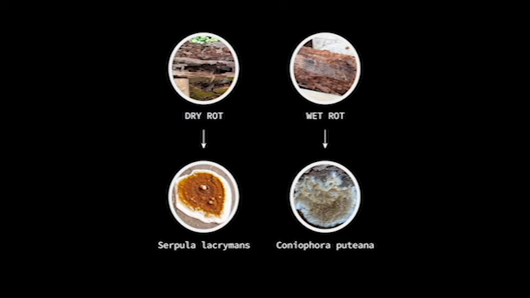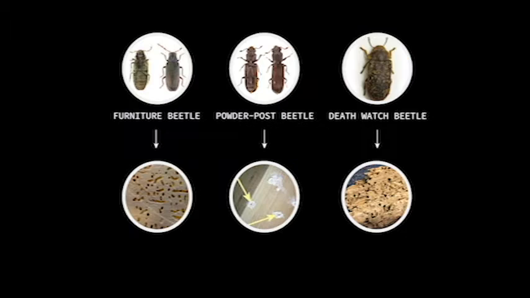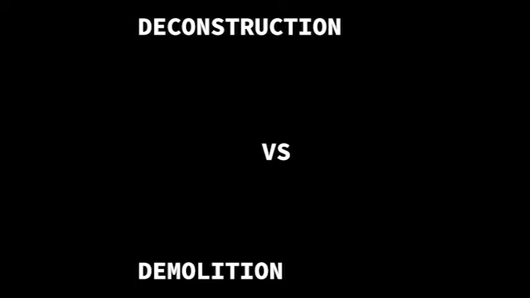Rot and insects. Dry rot destroys softwood timber, and it can be spread to other materials, including brickwork. Wet rot is responsible for about 90% of timber decay in buildings. In addition to rotting fungi, insects can also destroy timber. The furniture beetle, powder post beetle, and death watch beetle all pose a problem for the wood they infest.